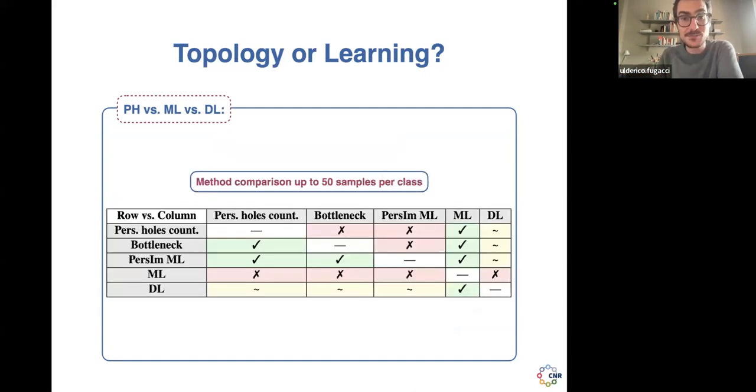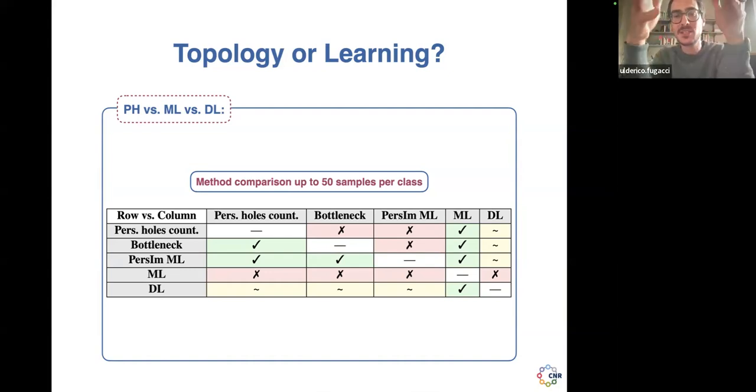So this is a very naive table just to try to simulate a scenario in which we have up to 50 samples per class, and we have to choose the best methods. And at the beginning of this analysis, I thought that maybe there is no chance that a bottleneck method could be better than some other machine learning methods or some deep learning methods. But as you can see from this table, the scenario is more variegated than we could have expected at the beginning of this analysis.